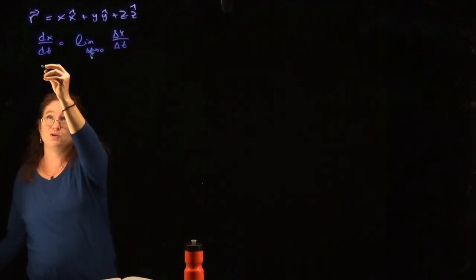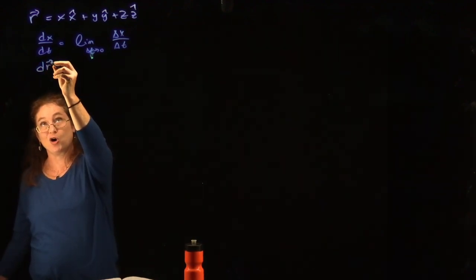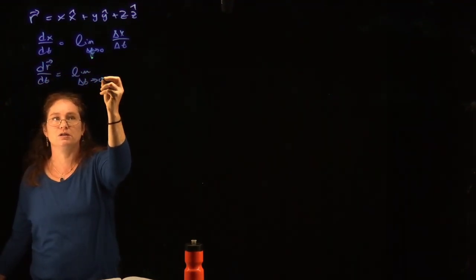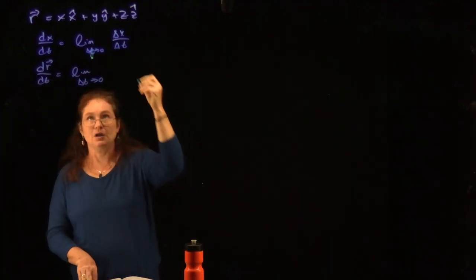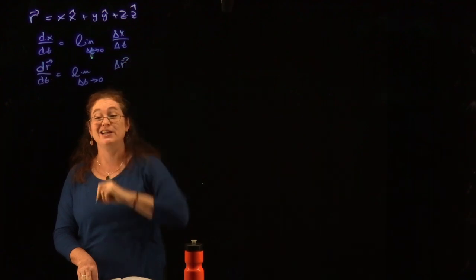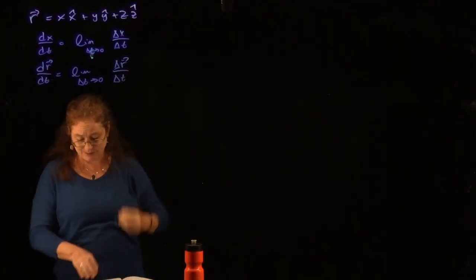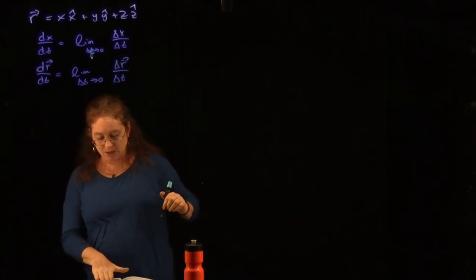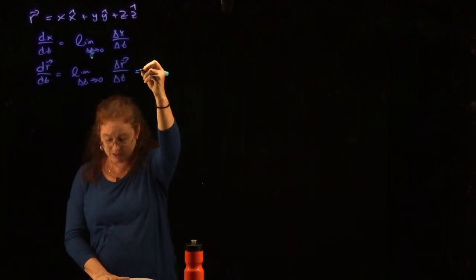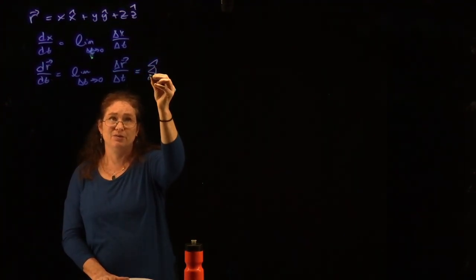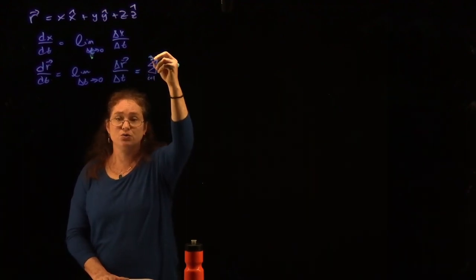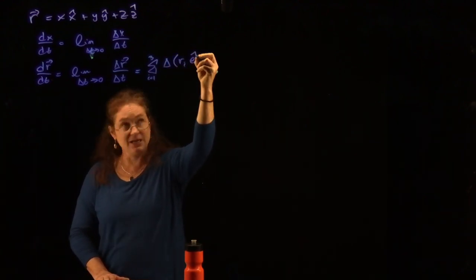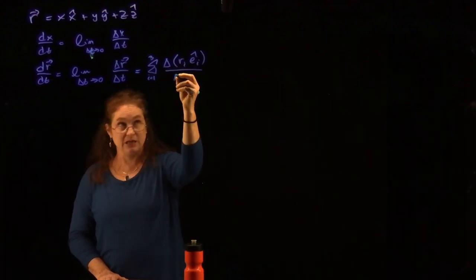When we do a vector, we're going to do the same thing. So dr dt is the limit as delta t goes to 0 of delta r, the change in the vector r, divided by delta t. So this is a vector, and I am dividing by a scalar. And I can write this, using my sum notation, as the sum over i equals 1, 2, 3 of the change in r_i e_i hat divided by delta t.